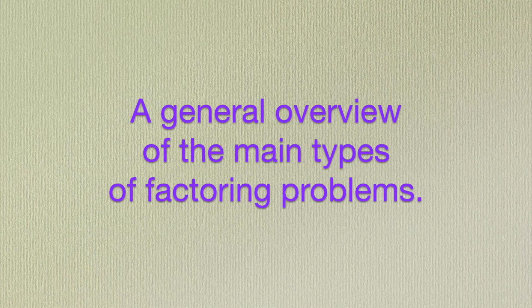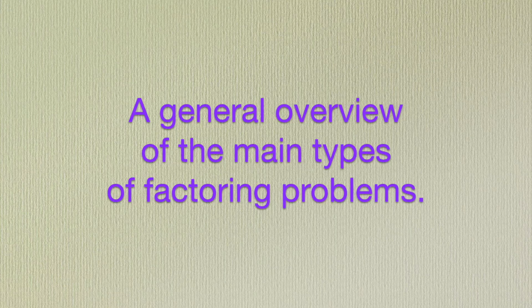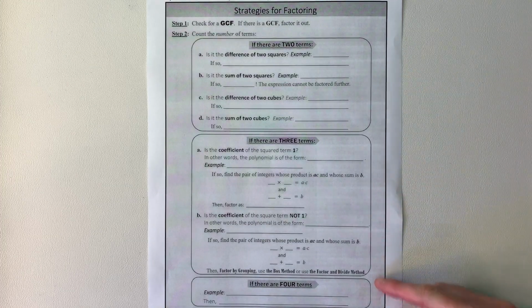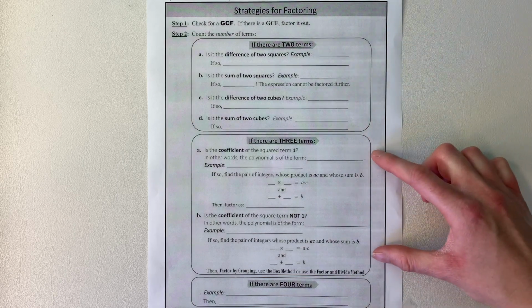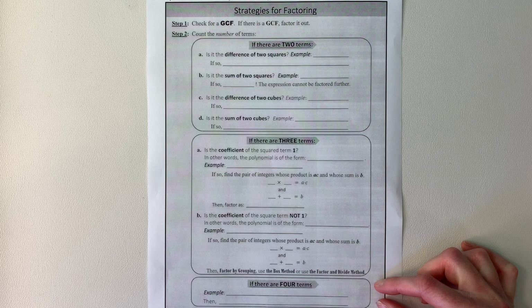In this video, we're going to look at a general overview of the main types of factoring problems. What can make factoring difficult is that there are lots of different types of problems, and different types of problems need to be factored using different strategies. We've discussed three main types of factoring problems. We're going to go through the different strategies for each of those three different types of problems.